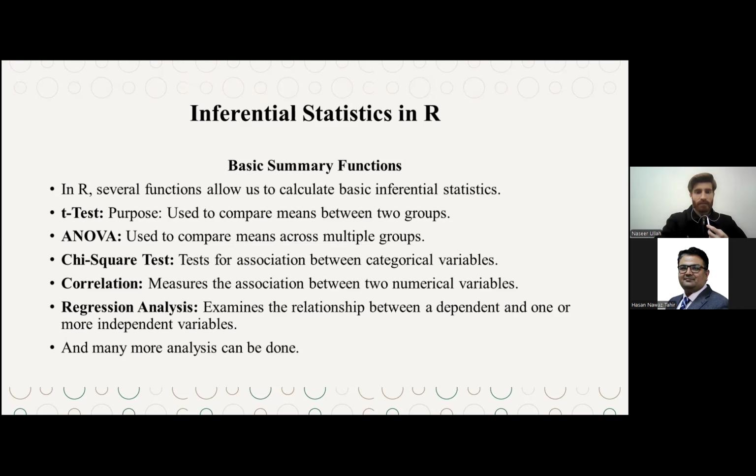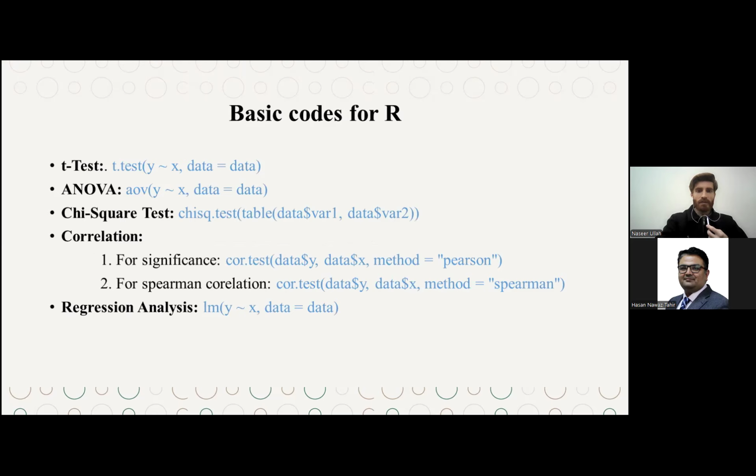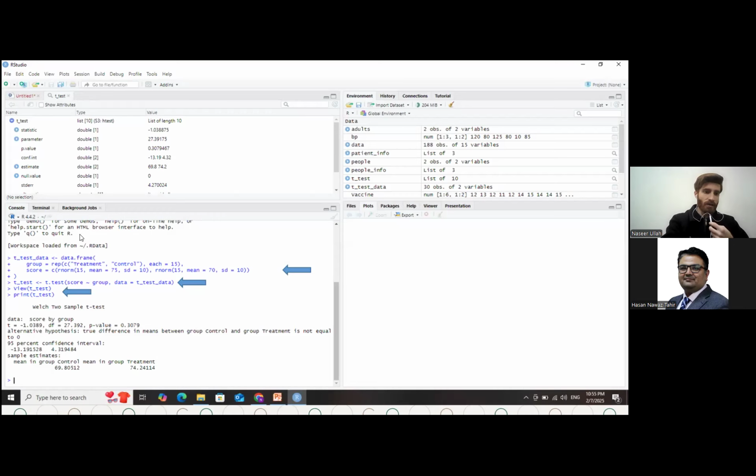These are the basic codes for R. This is the code of the t-test, where y is one variable, x is another variable, and data is whichever data we want to test, which we will enter here. Now this is the ANOVA test, which is used for comparing means of multiple groups, then the chi-square test, correlation and regression analysis. Then we will discuss them one by one.